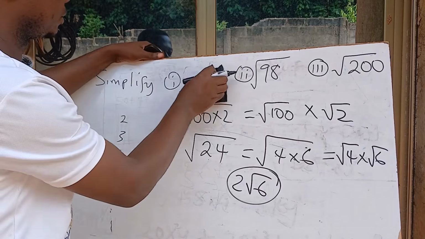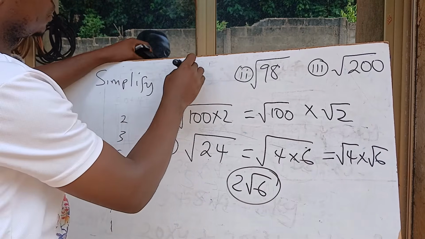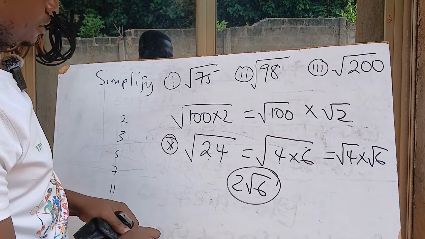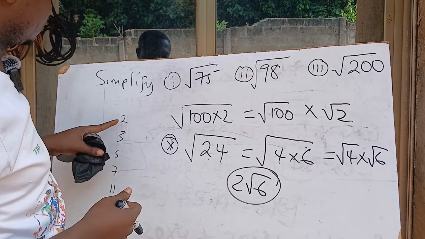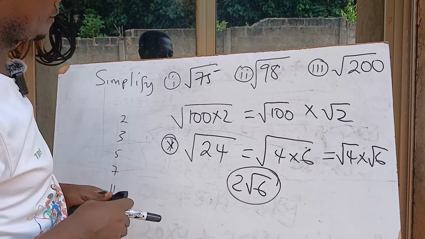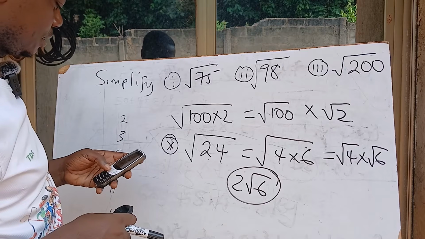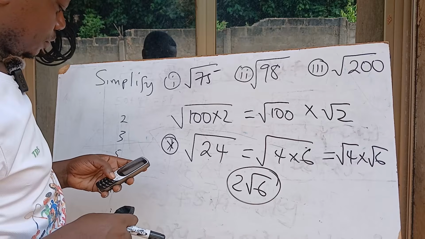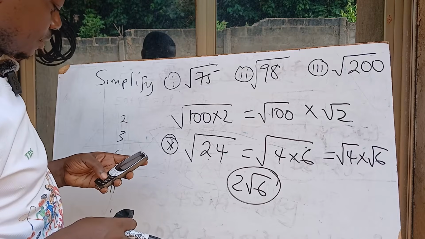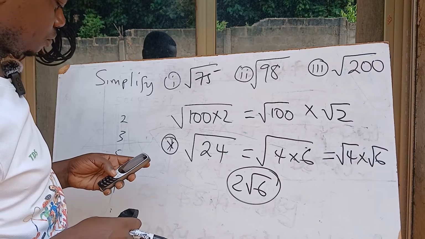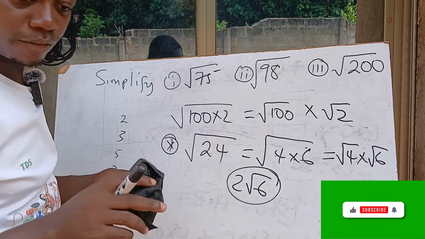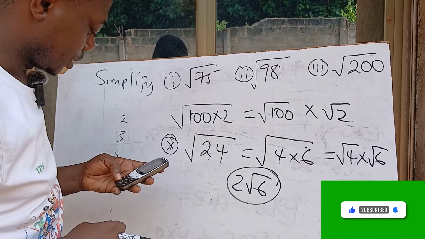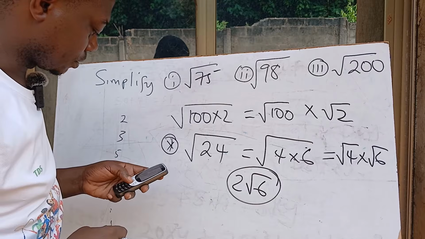Now, can you try square root of 75? If you start with 2, you get a funny answer. Let's see, calculator here. 75 divided by 2 will be 37.5, which is not a perfect square. So we move on to the next number, 3. 75 divided by 3 is 25.